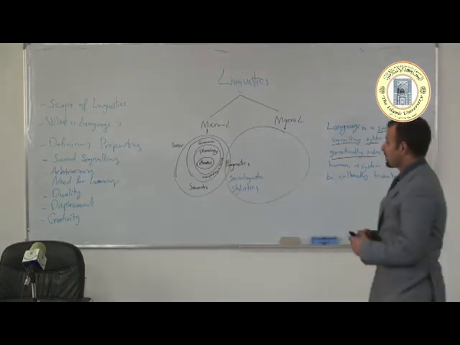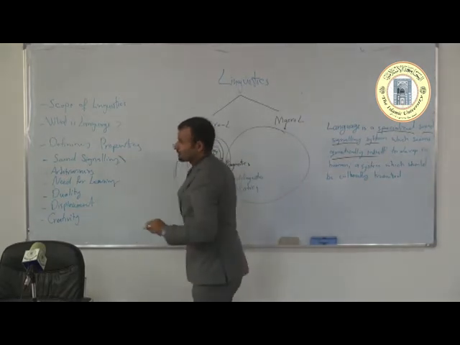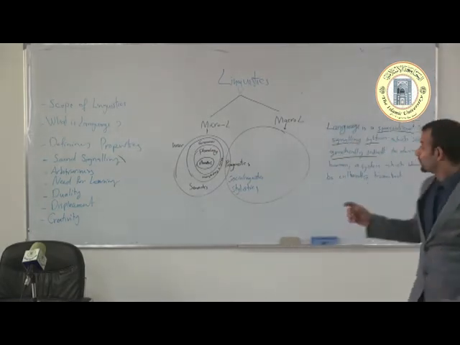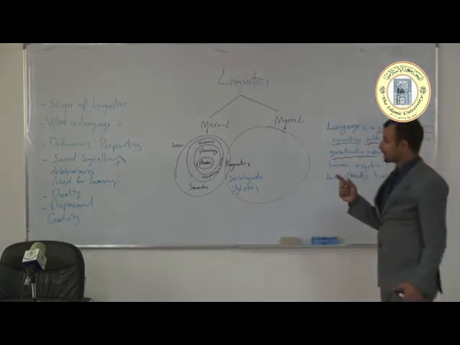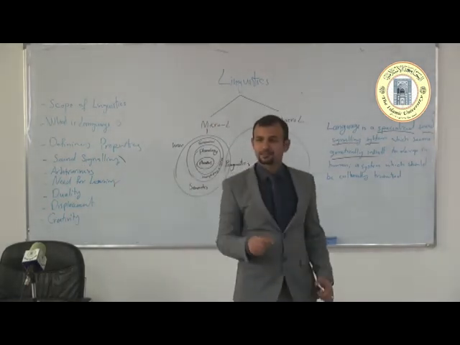So the first property can distinguish a human being, to have a specialized language. This is number one. Number two, arbitrariness.